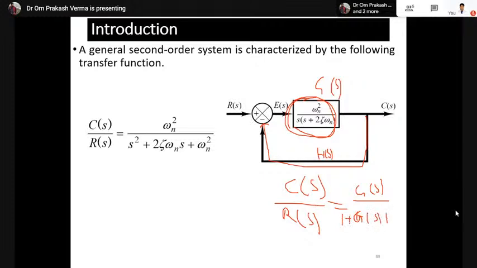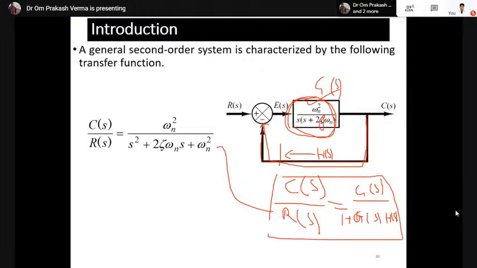So this is the transfer function where G(s) is given in this problem as omega n square upon s into s plus 2 zeta omega n. This is the zeta, this is the omega n. What is this? I will cover it in some moment. So H(s) is taken as unity feedback. When you solve this equation, you get this term omega n square upon s square plus 2 zeta omega n s plus omega n square.